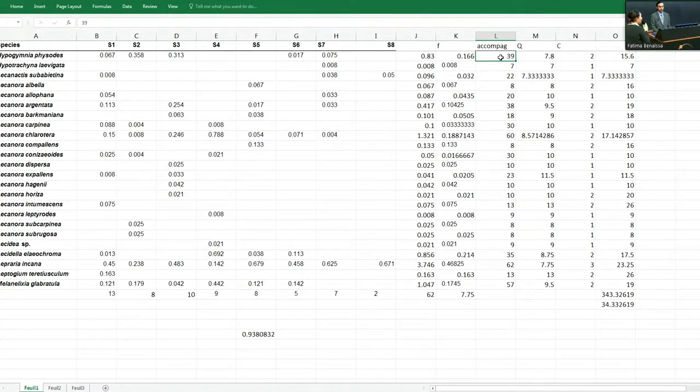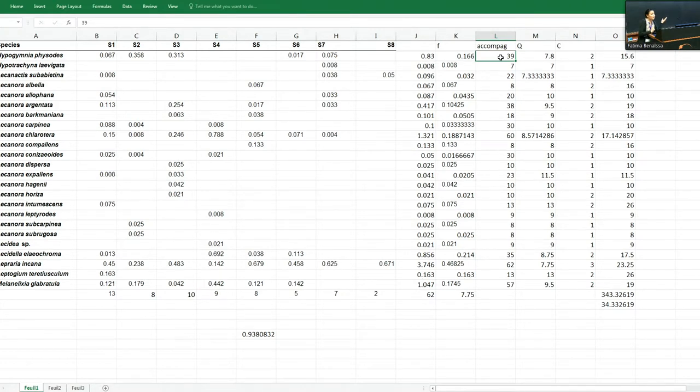So Q is the number of species accompanying the concerning species. For the first, for example, species. Yes, Q is calculated for each species. Okay, Q1, which is the Q of the species one, is equal to the total number of accompanying species of this species in each seat. We add the sum of species accompanying this species.